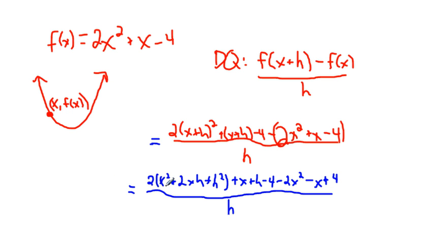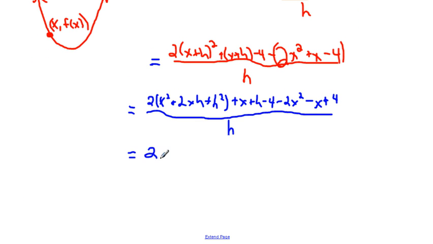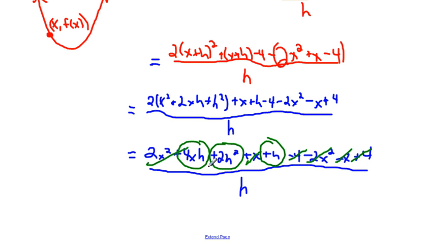Okay, and so I'll distribute my 2. So we get 2x squared plus 4xh plus 2h squared plus x plus h minus 4 minus 2x squared minus x plus 4, all of this over h. So let's look at the top if there's stuff that we can cancel out. Nicely, there is. Let's grab a green color. I see there's a 2x squared and a negative 2x squared. I see there is a plus x and a minus x. I see there's a minus 4 and a plus 4. So what's left is 4xh on top plus 2h squared plus h, and then on the bottom there's just this h.